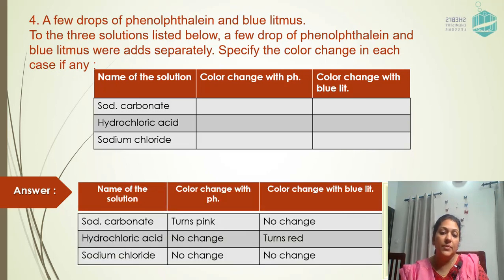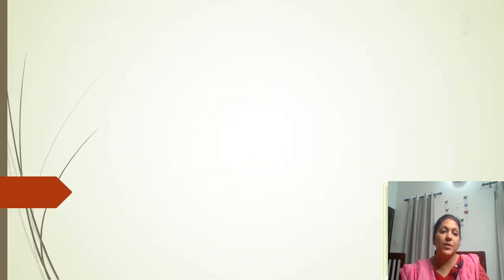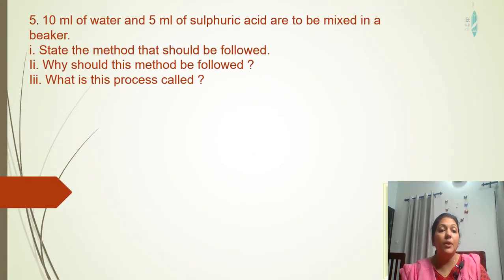Okay, so moving to the next question, the fifth one. 10 ml of water and 5 ml of sulfuric acid are to be mixed. Say the method. Why should this method be followed and what is the process called?